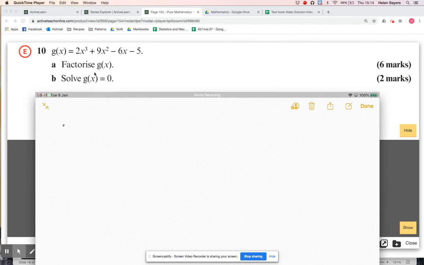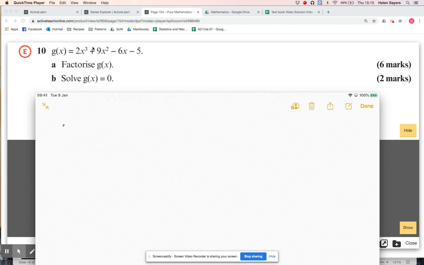Okay, so we've got to factorize this. Now, you could put it into your calculator and get the solutions, but that's not going to earn you 6 marks. In your exam, they're going to find a way of wording it so that it says that calculator solutions are not acceptable. So assume we're doing it from scratch.